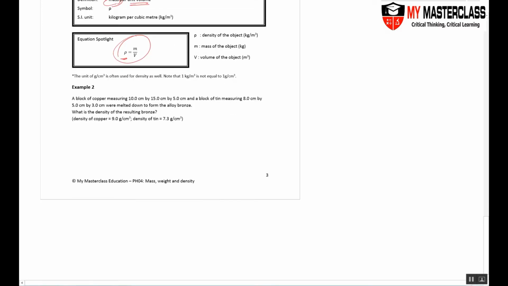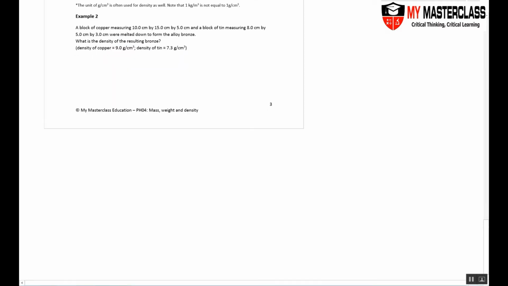Let's look at example 2. Okay, example 2, I have a block of copper with the following dimensions. I have a block of tin with these dimensions, and both of them are melted down to form bronze. Okay, then at the end they ask what is the density of the bronze. Of course, they need to give you the density of copper and the density of tin.